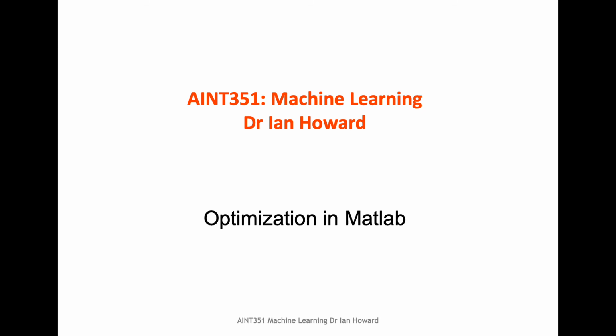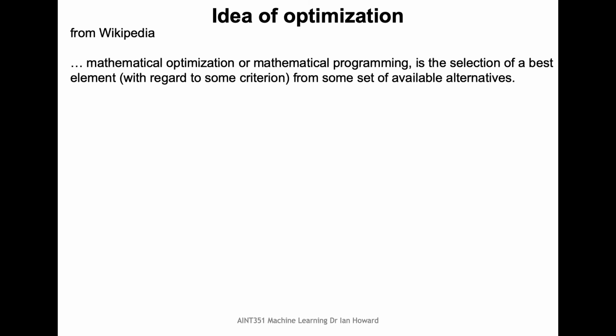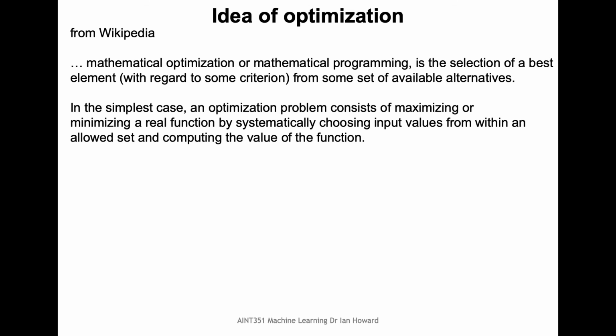So optimization in Matlab. The idea is, and you can look at Wikipedia, it says here, selection of the best elements. Basically, what we're going to be using it for is we've got a model of the world or a model of some data, and we have some free parameters in that model. And we want to know, how do we set those parameters such that it's the best possible model it could be? So we're optimizing it. Optimization relates to maximizing or minimizing some function by systematically changing the parameters such that we get the best possible values.